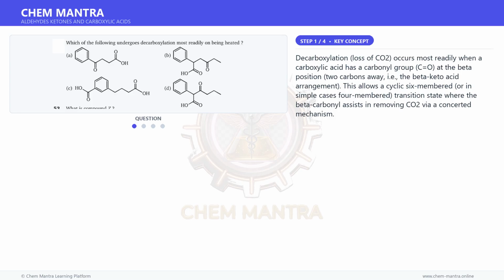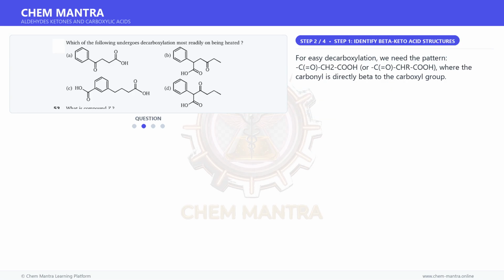Decarboxylation, loss of CO2, occurs most readily when a carboxylic acid has a carbonyl group, C=O, at the beta position, 2 carbons away, i.e., the beta-keto acid arrangement. This allows a cyclic 6-membered, or in simple cases 4-membered, transition state where the beta-carbonyl assists in removing CO2 via a concerted mechanism. Moving on to the next step.